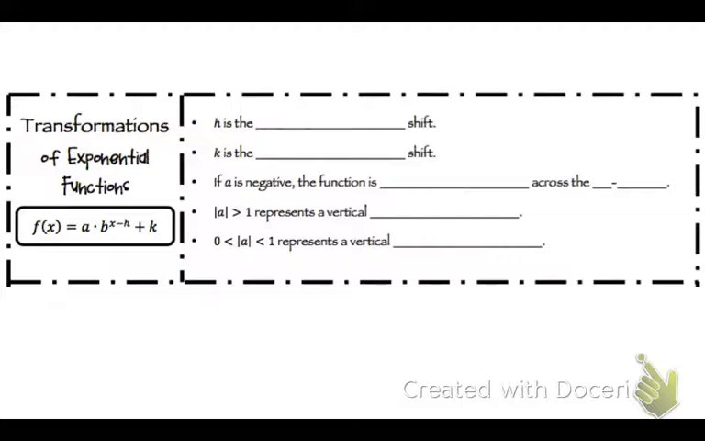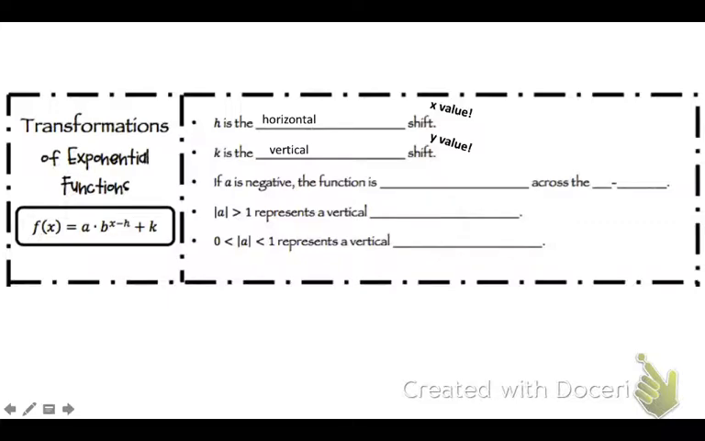Now this. This is the same that we were doing for sine and cosine when we were transforming quadratics and linear functions and square root functions. This is the same thing. So h is the horizontal shift, which is your x value. K is the vertical shift, which is your y value.